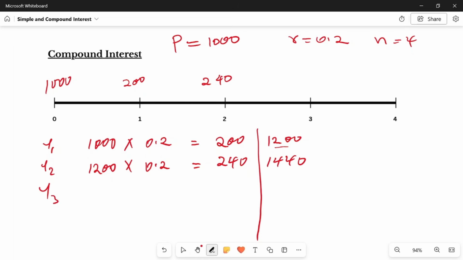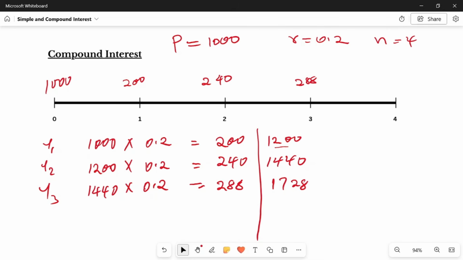Now, at the end of year 3, we have a balance of 1,440 in our account, and this is also going to earn an interest of 0.2. Therefore, we are going to get a total interest of 288, and our account now is going to be 1,440 plus 288, which is going to be 1,728. Therefore, here we have an interest of 288.